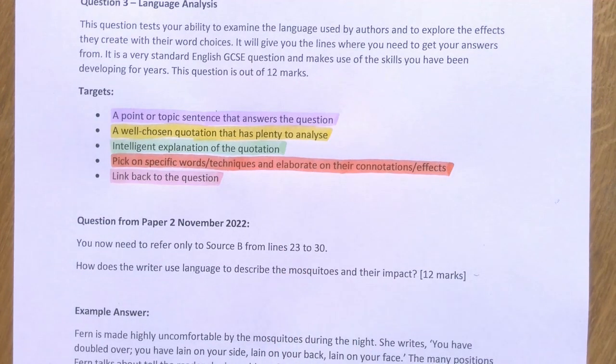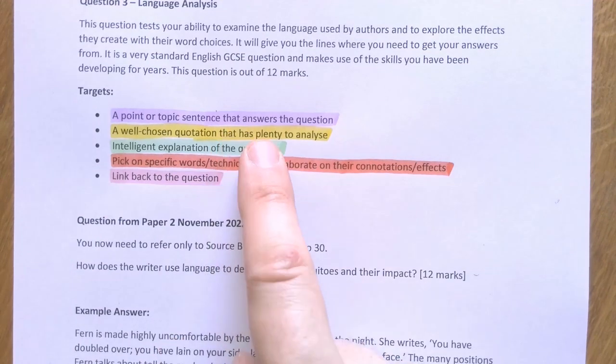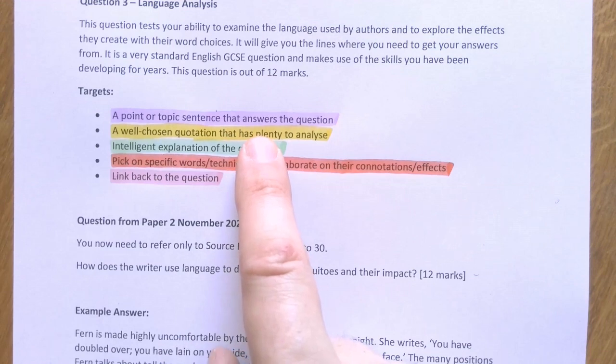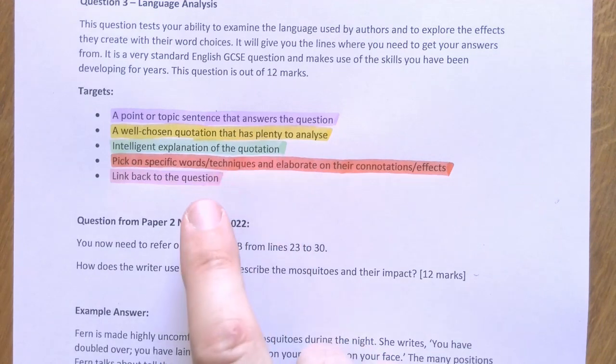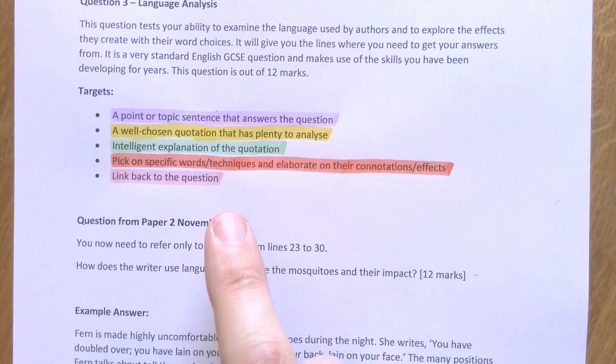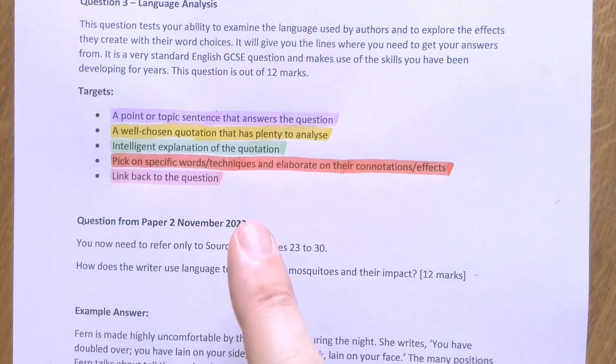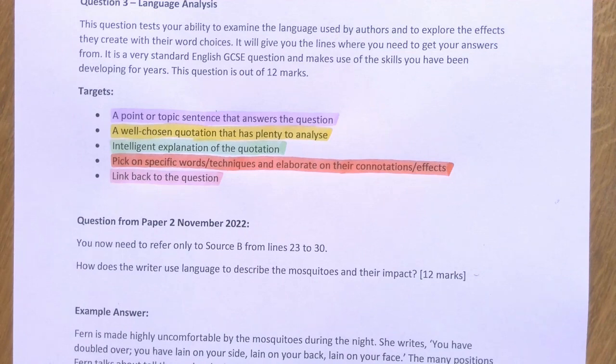Don't answer on any other part, because if you do, you're not going to get any marks for what you're writing there. Now, in terms of targets and how you need to structure your answer, I would suggest that you start with a point or a topic sentence that answers the question. Make it specific, okay? That means don't just write something along the lines of, the author uses language in this question, because you need to actually say language to do what. And once you've done that, actually you have a much more specific point.